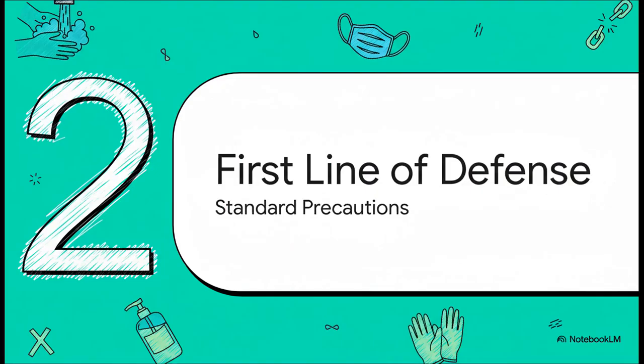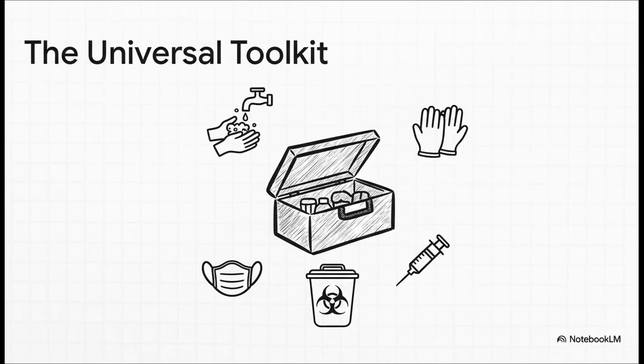Let's start with that foundation, okay? These are the absolute non-negotiables. This is the universal toolkit that forms our first and, honestly, our most critical line of defense. This toolkit is designed to target the most common weak spots in the chain. Think about it. Hand hygiene stops transmission. Personal protective equipment, or PPE, gloves, masks, that blocks the entry and exit points. Safely handling materials gets rid of the reservoir. These are the simple, everyday habits that literally save lives.